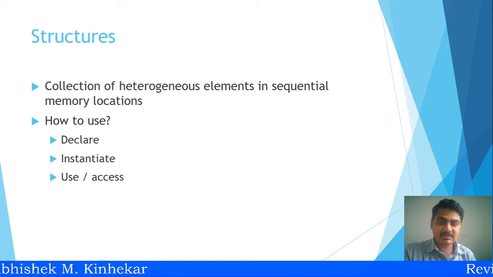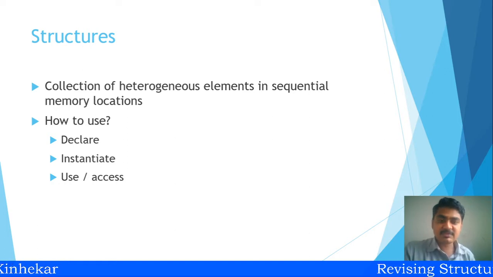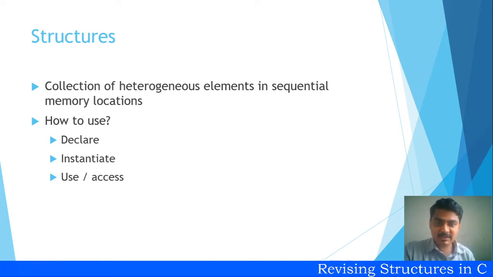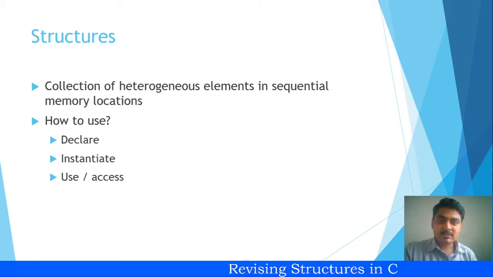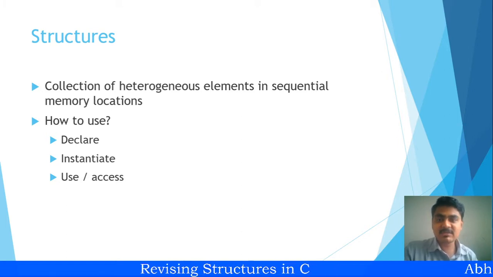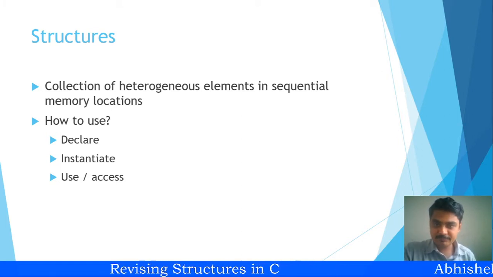A structure is a collection of all these things, and this is half of the definition. The next half of the definition says that it is a collection with sequential memory locations. That means if you have one integer, one floating point number and one array present in your structure, then your integer, floating point number and your array are placed one after the other in continuous memory location slots.